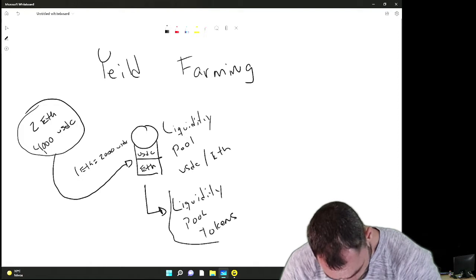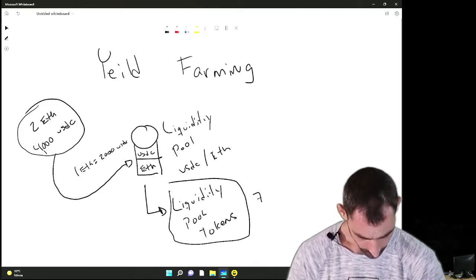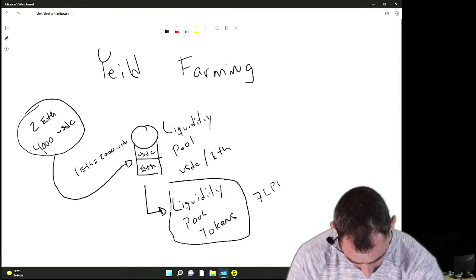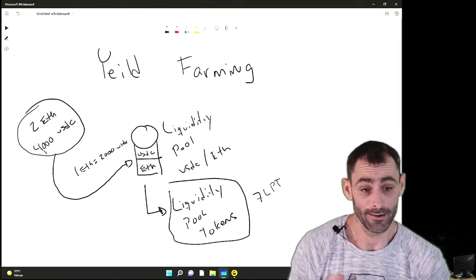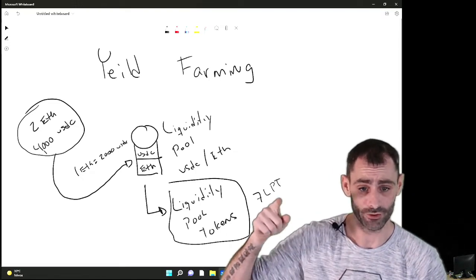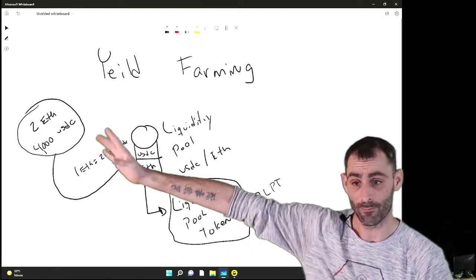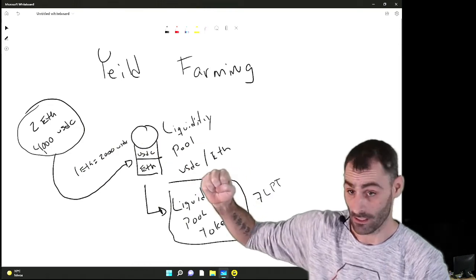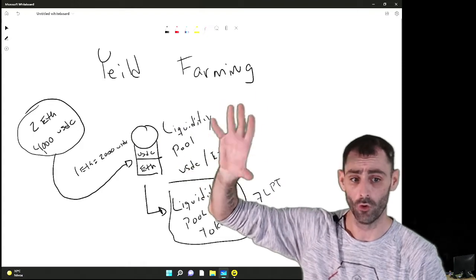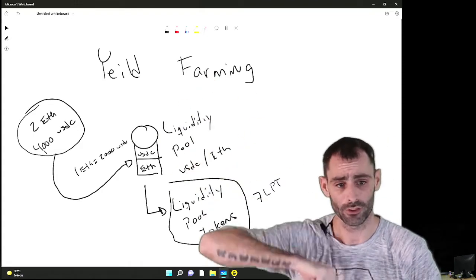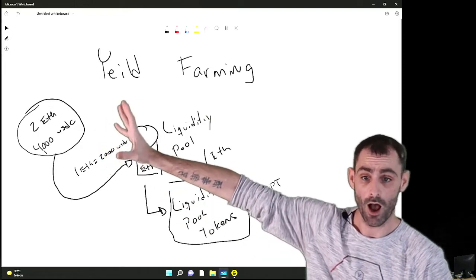Okay, so I'm going to get some liquidity pool tokens, and let's just say I get 7, for a completely arbitrary reason. Now I could take these 7 tokens and give them back to this liquidity pool, and it would give me back my share of the liquidity. That may or may not be what I put inside there. It could be different. Remember, we talked about impermanent loss and how you're exposed to it. But they're going to give me back my share of the liquidity.